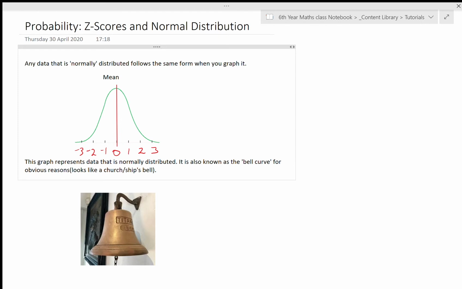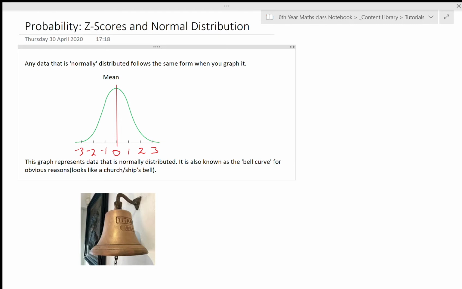Okay, so this graph represents data that is normally distributed. It's also known as the bell curve, for obvious reasons. It looks like a church's bell, and here's an example below because people might not necessarily see those anymore. The idea is that this red line going down the middle is exactly halfway. Half the data is below that, half the data is above it, and that is the mean.